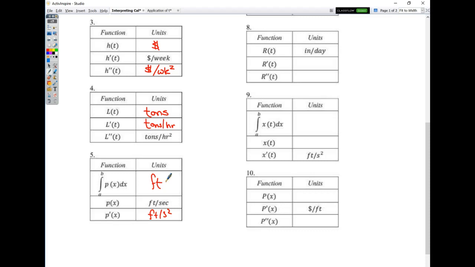So on number 10, if we take the derivative, that's dollars per feet squared. It's the rate of change of the dollars per feet. P of x is the dollars.